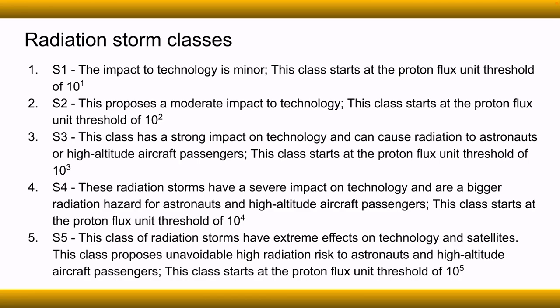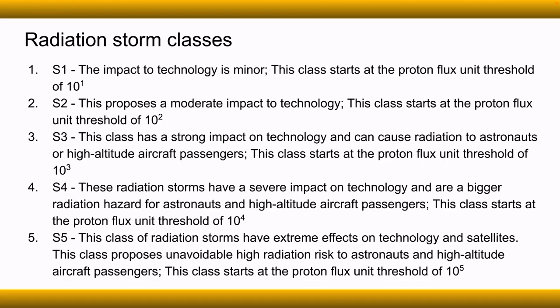S1 radiation storms have minor impacts on technology. The class starts at the proton flux unit threshold of 10, or 10 to the first. S2 radiation storms pose a moderate impact to technology. This class starts at the proton flux unit threshold of 100, or 10 squared.